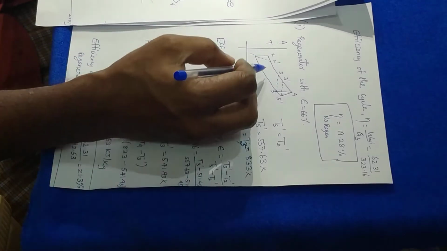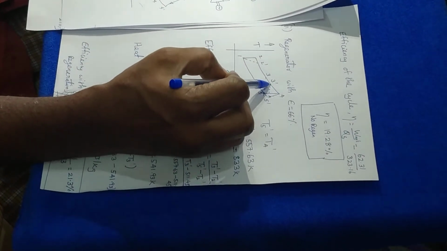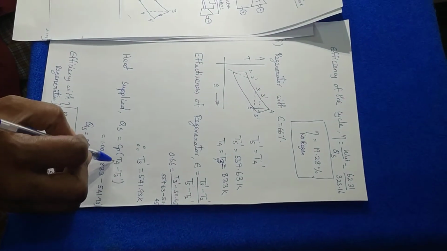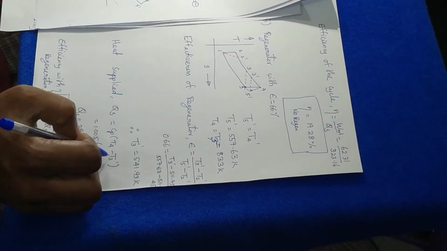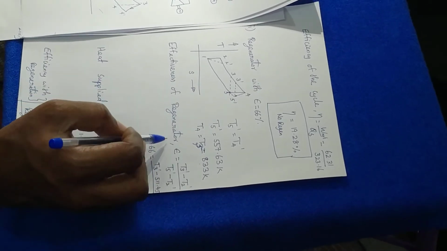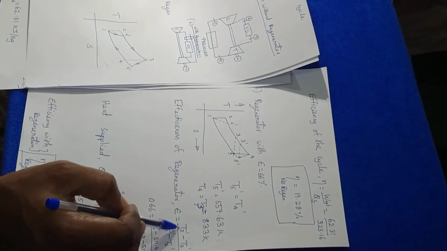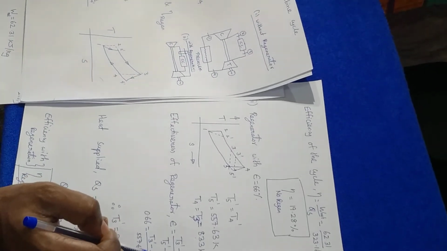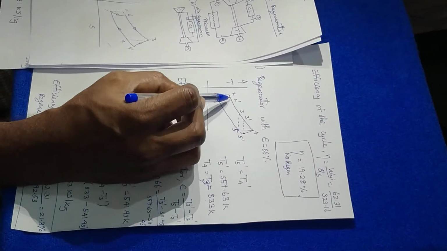The heat supplied in this case is going to be T4 minus T3 dash. So T4 is already found. T3 dash we are going to find by using the effectiveness formula. So what is effectiveness? T3 dash minus T2 dash divided by T5 dash minus T2 dash.